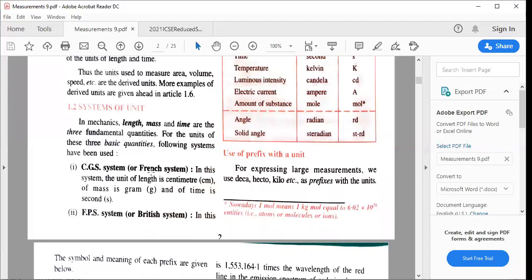So what are the systems of units? Length, mass, and time are the three fundamental quantities. For the units of these basic quantities, the following systems have been used. These three: length, mass, and time, because these are fundamental quantities. The first system is the CGS system, where length is measured in centimeter, mass in gram, and time in seconds. What about the FPS system? It is foot. Do you know the full form of CGS? It is centimeter, gram, second.